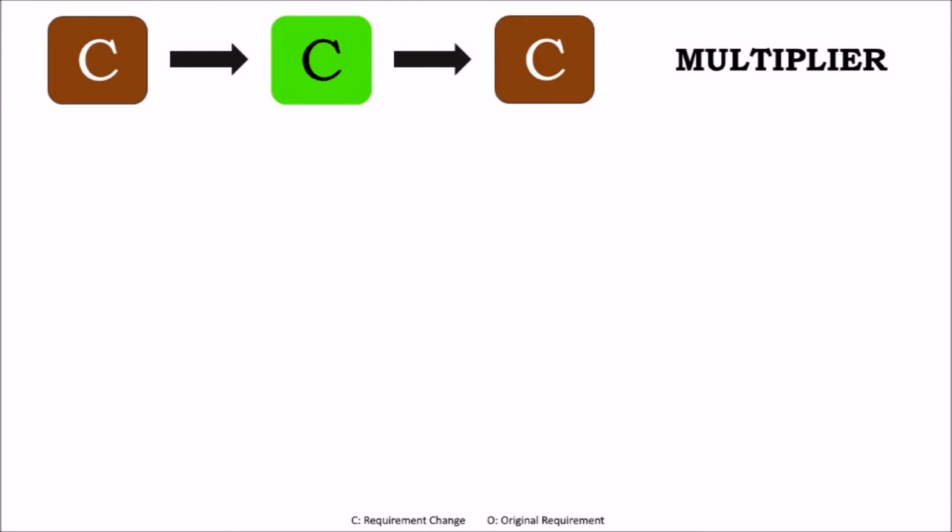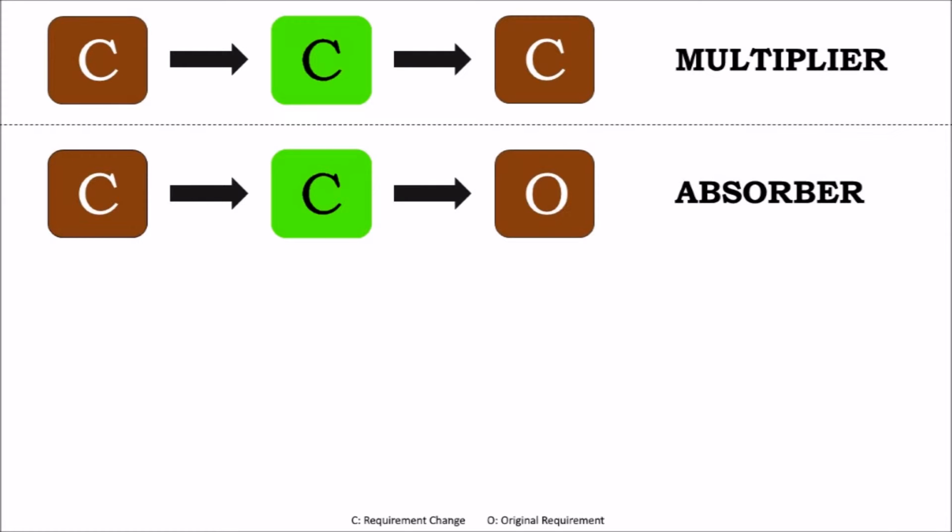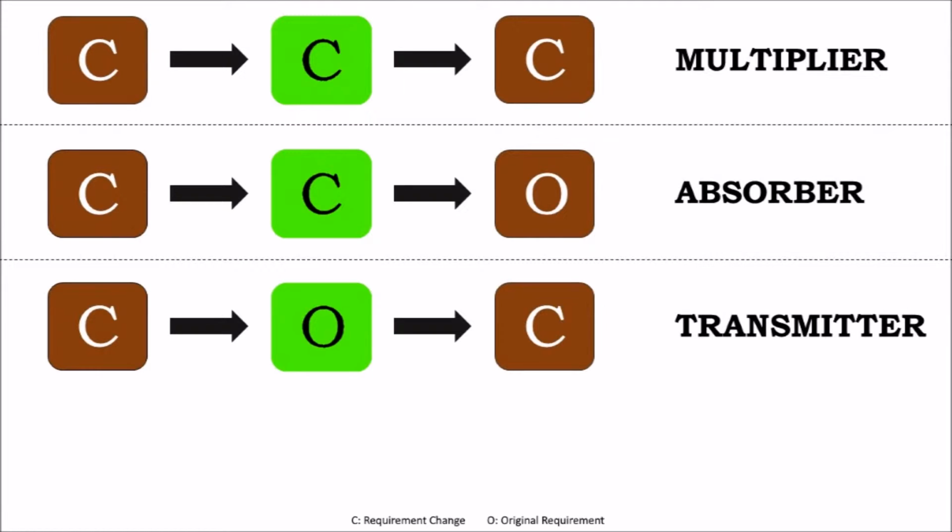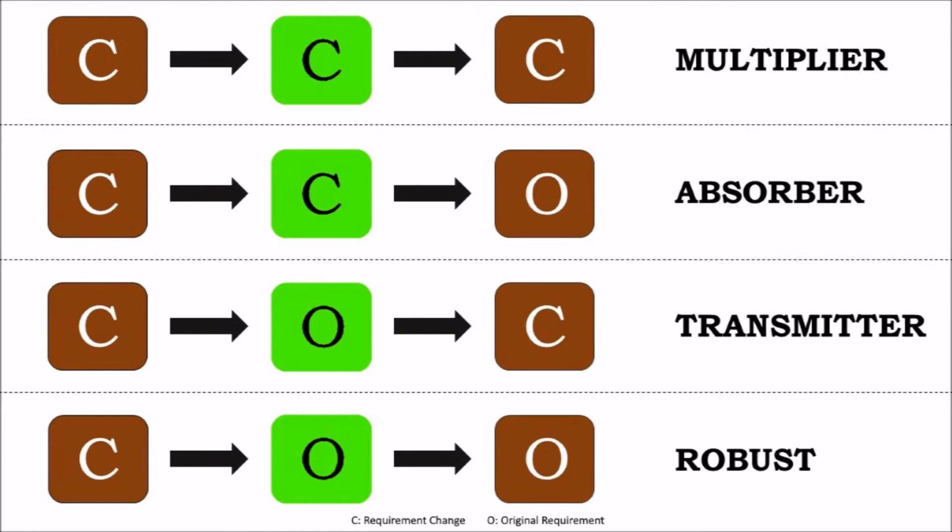A multiplier is a requirement affected by an initial change and thus causes other related requirements to change. An absorber is a requirement affected or changed though does not propagate the immediate change of other requirements. A transmitter is a requirement not affected by an initial change though causes other requirements to change. A robust requirement is not affected by changes in an initial requirement and does not propagate change to other requirements.